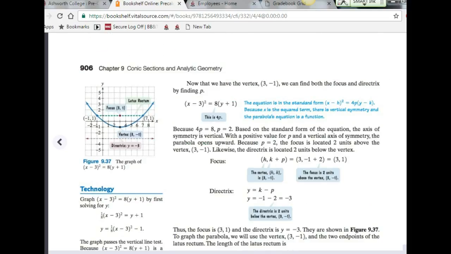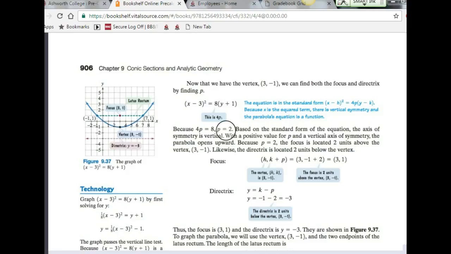Okay, so once we establish that the vertex, this is the top of the next page, is 3, negative 1, we can find both the focus and the directrix. So on our graph, we're going to graph 3, negative 1, which is right here. Now, notice, like I said before, the value in the equation they gave us was 8. This is equal to 4p. So if I set 4p equal to 8, then p is going to equal 2.